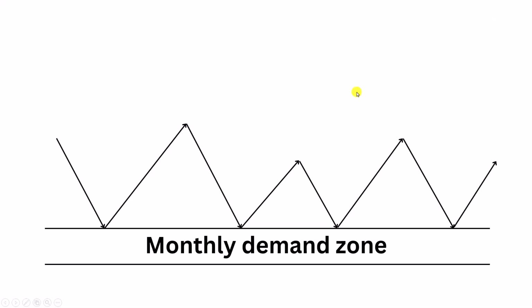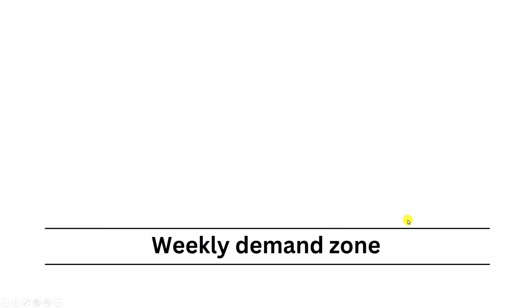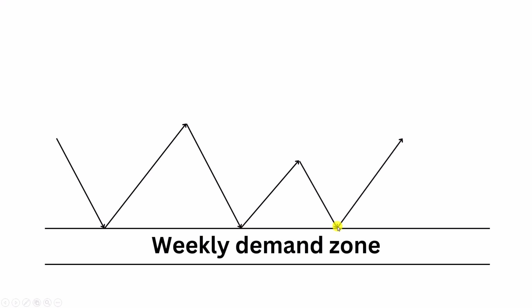Now, since monthly demand zones are strongest, you can take an entry here, and here. If we come to the weekly demand zone, weekly demand zones are less strong than monthly demand zones. So the price comes one time here, it comes for the second time here and you can take an entry. It comes for the third time here, you can take an entry, but the fourth time you must be careful. It may take, let us say, 4 to 5 weeks for the price to come here, and 4-5 weeks to come here, 4-5 weeks to come here.